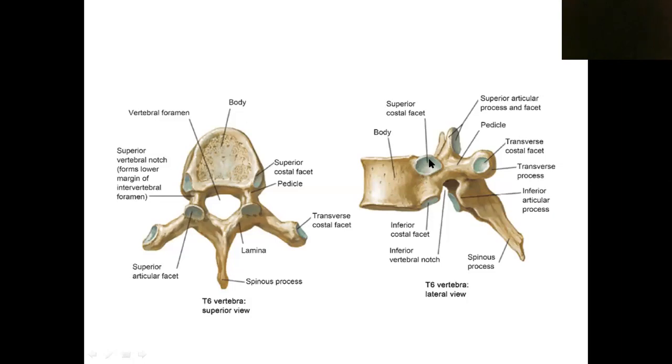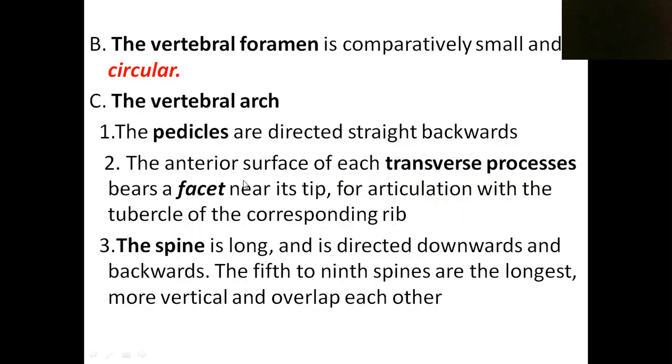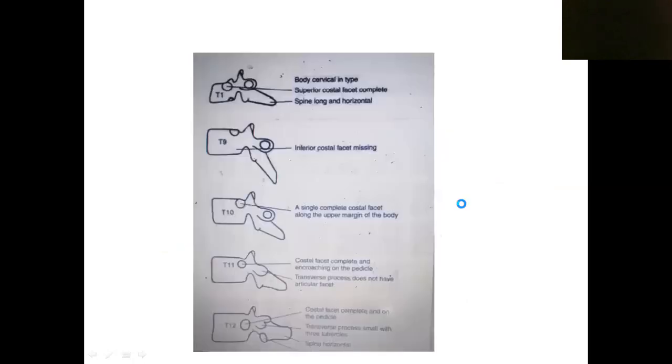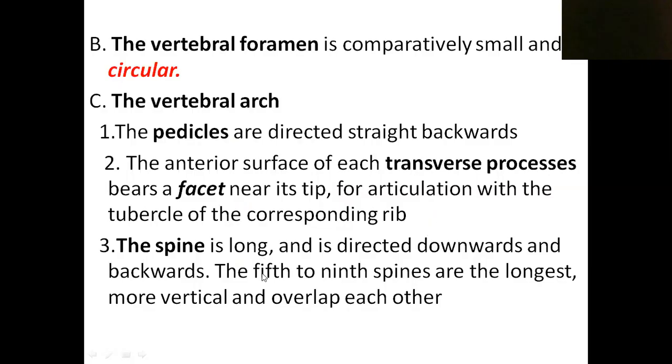See here, the head of the rib. In the next class we are going to see the features of the ribs. Here comes the head of the rib, and here comes the tubercle of the rib. So this is a transverse process with one articular surface. Then the spine is long and directed downward and backward. It has a long spine which directs downward and backward.